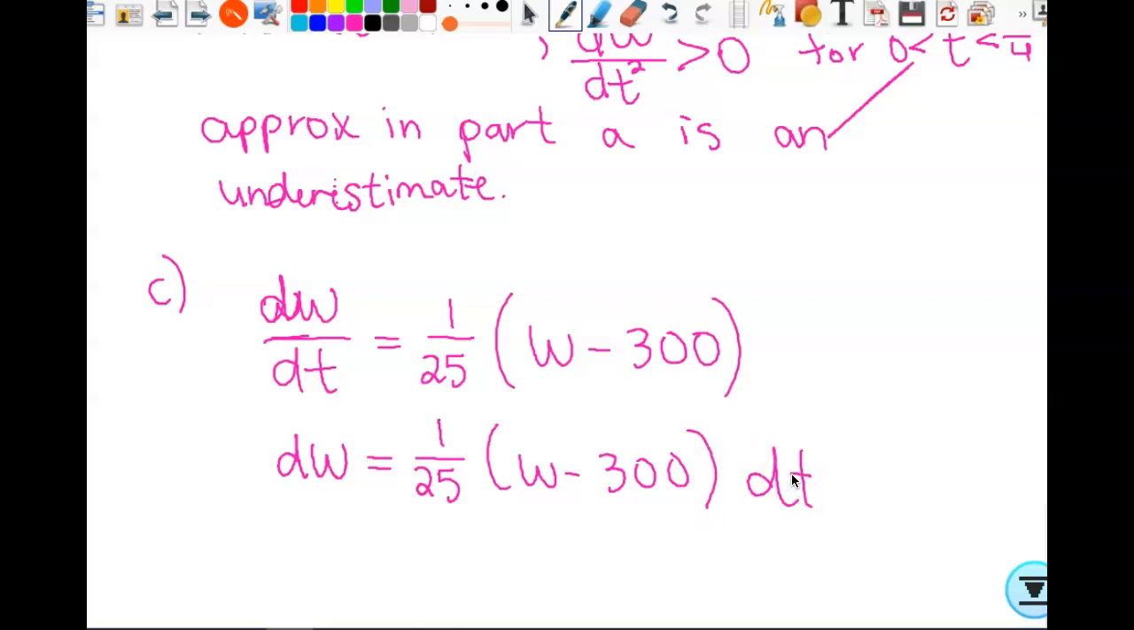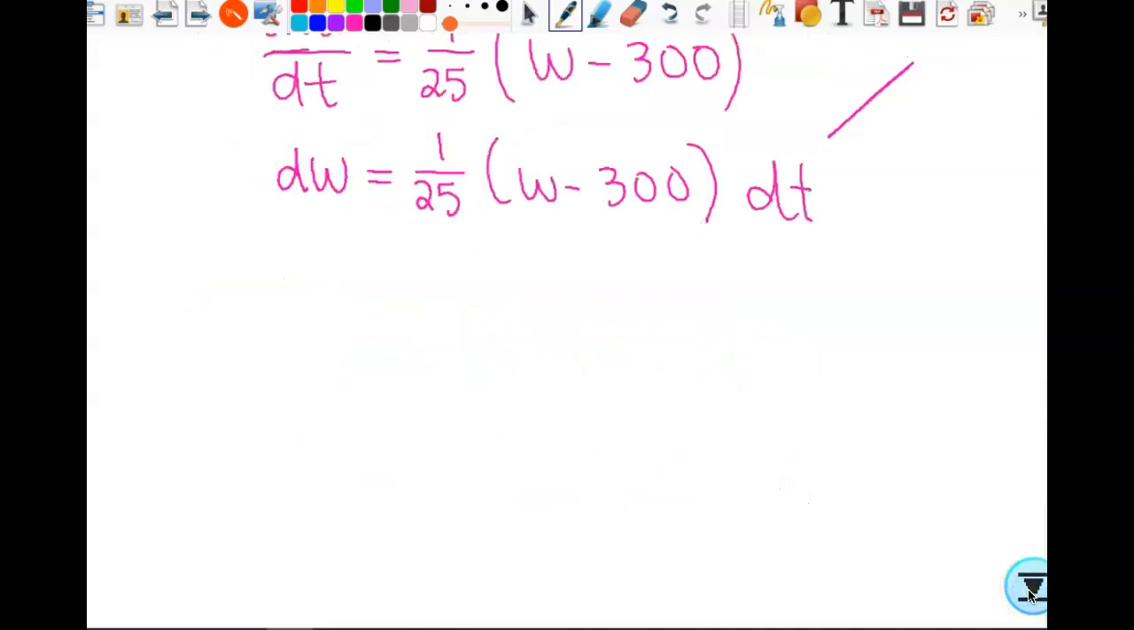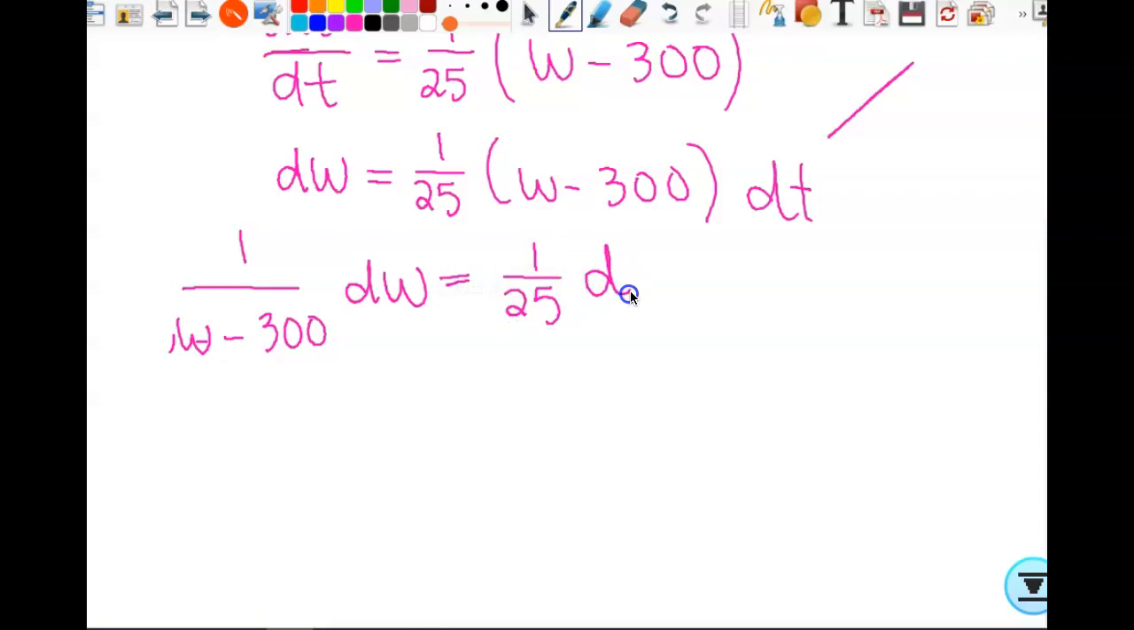I think it's worth taking that time to do that separately and now decide, all right, what do I need to move and how do I legally move it? So what do we need to do? Good. So on the left, we would have 1 divided by w minus 300 dw equals 1/25 dt. All right, so do we have variables separated? All right, so now what?